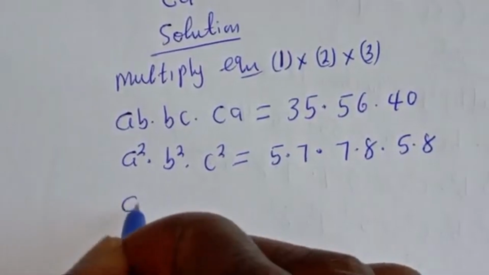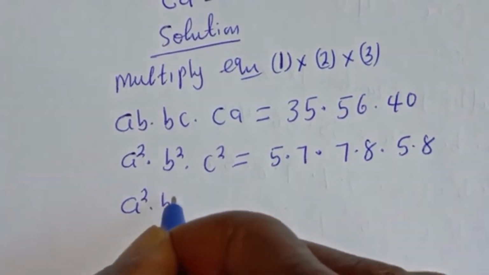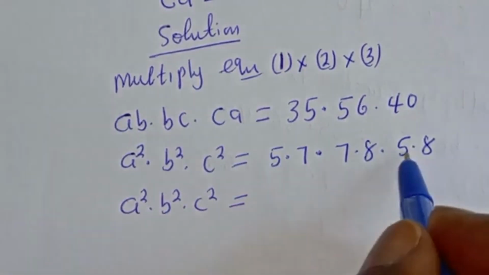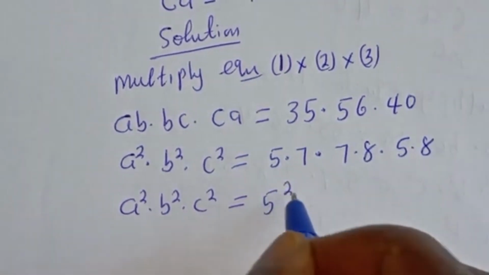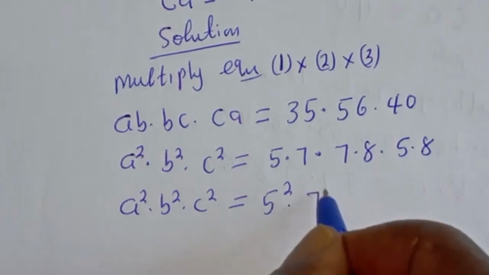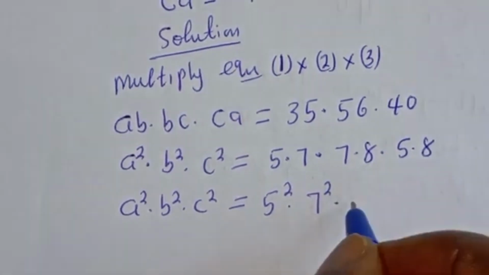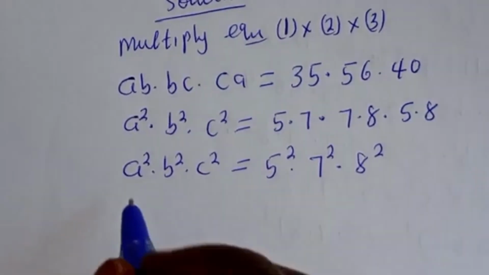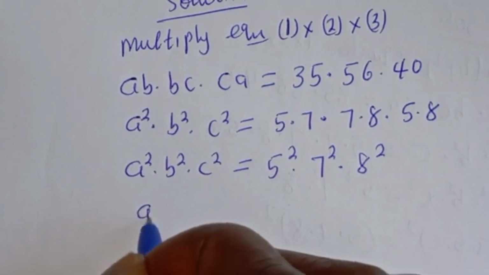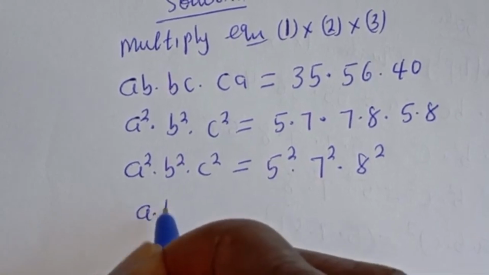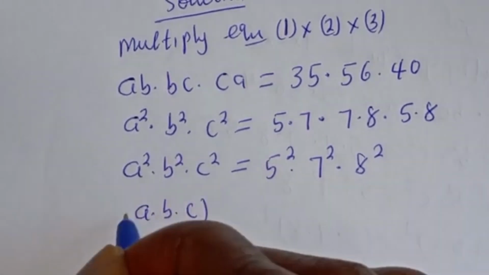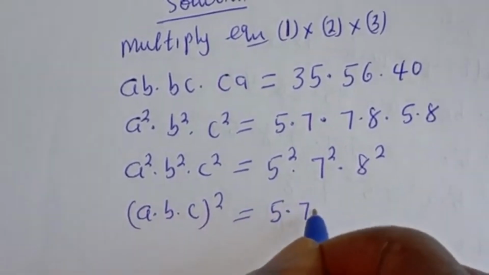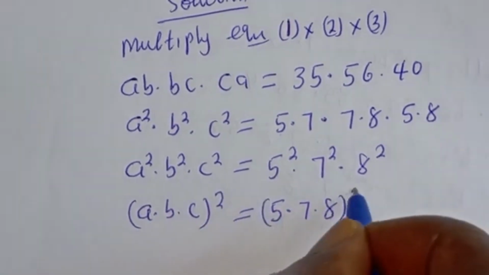Then this is A square multiplied by B square multiplied by C square is equal to, here we have 5 and 5 here. This is 5 square multiplied by 7 and 7, this is 7 square, and here we have 8 and 8, 8 square. Then this can be written as A multiplied by B multiplied by C all square is equal to 5 multiplied by 7 multiplied by 8 all square.